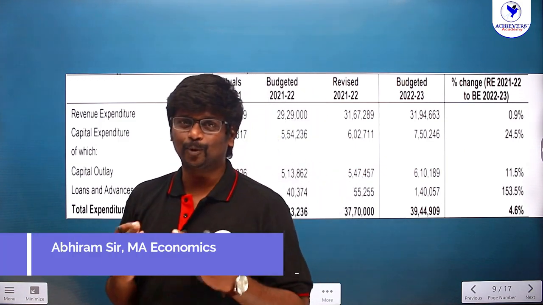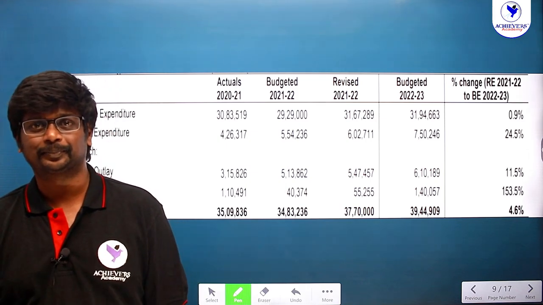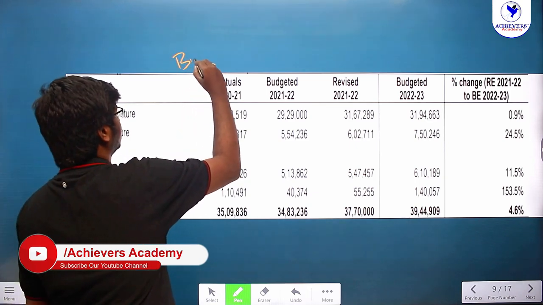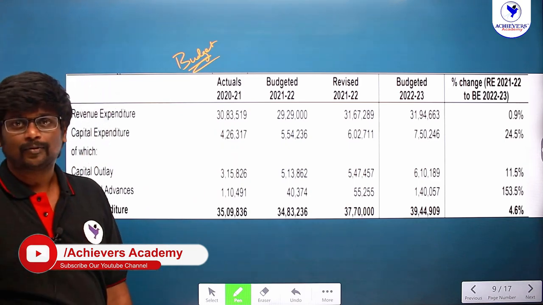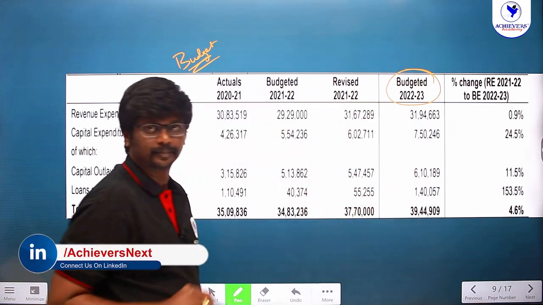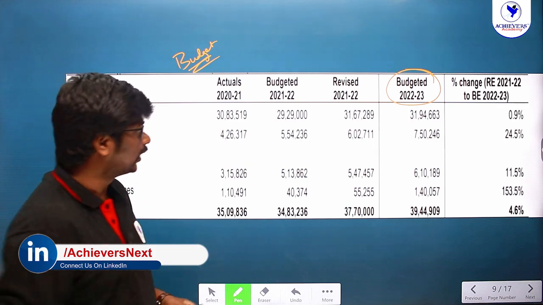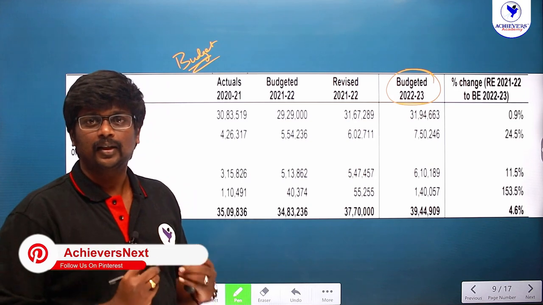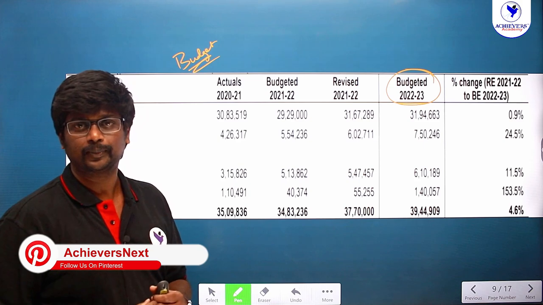Let's start the most interesting part of the budget, the details of the budget. Okay, so andariki telusu, like I said, this is the budget. So if we are discussing now, it would be for the year 2022-23. Okay, so in the 2022-23 year, how much would be the government's expenditure, how much would be the government's revenue?